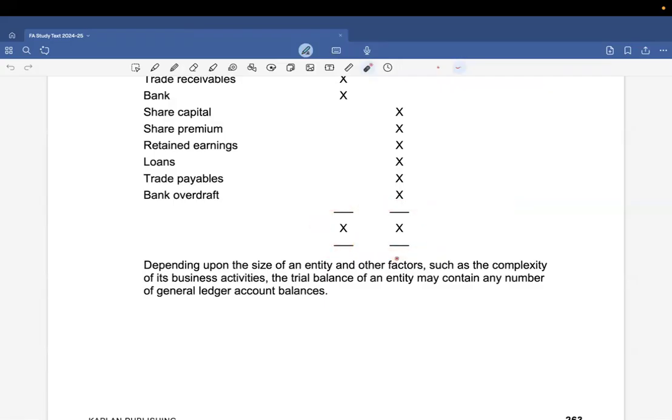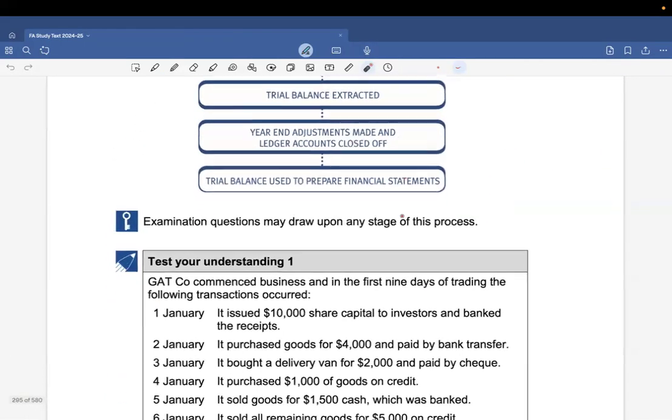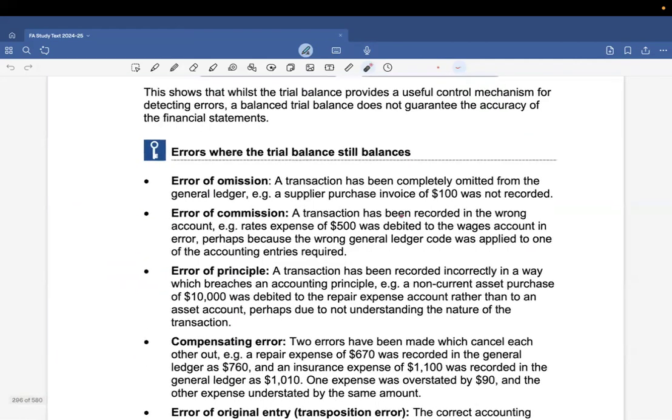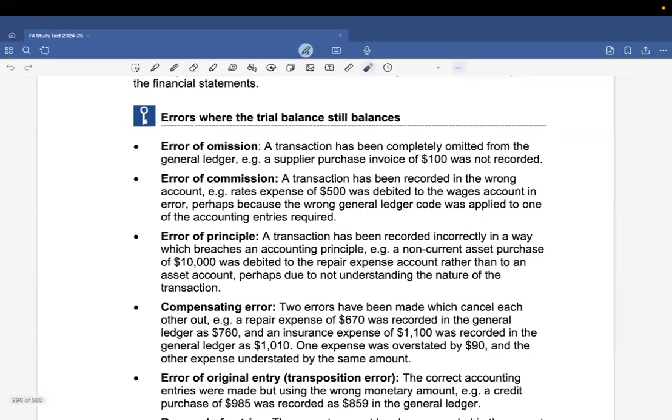Clear? So in the first type of errors, even if you commit errors, the trial balance remains the same. That means these two would be equal. Clear? The second type of error is where you get different balances on the debit and credit side. That means the balances won't be equal to one another. Clear? Okay. So first let's look at the errors where the trial balance still balances, credit and debit. And the first type of error is error of omission.